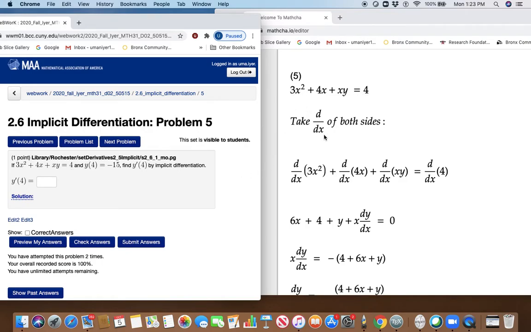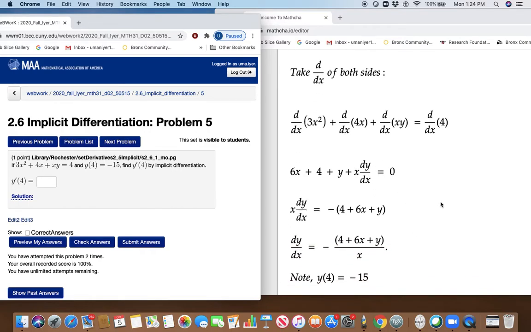So take derivative with respect to x of both sides. Derivative of this plus derivative of this plus derivative of this equals derivative of this. Derivative of constant is 0. 3x squared: x and x same variable, so it's simple, 6x, plus derivative of 4x. X same variable, simple, derivative y, plus derivative of x times y. So that's a product rule. Derivative of the first, that's 1, second as it is, plus first as it is, derivative of the second, it's simply dy dx. All that is 0.